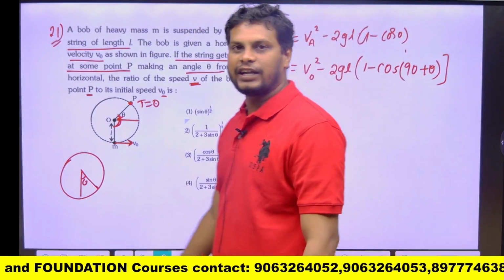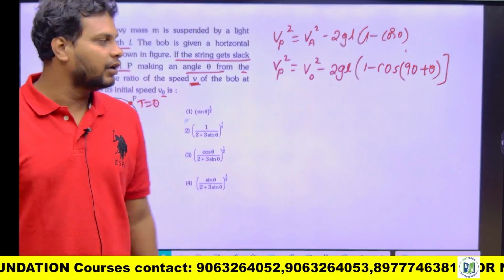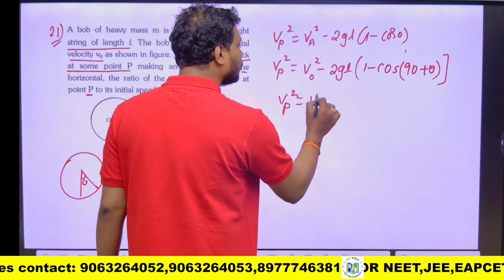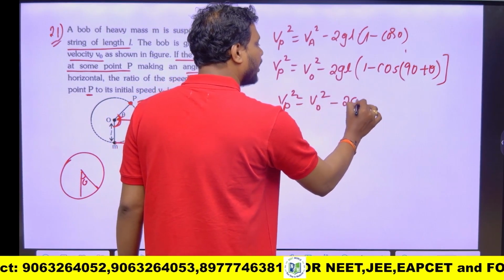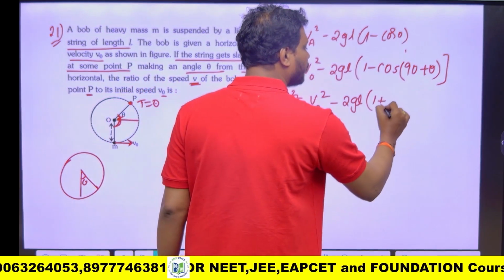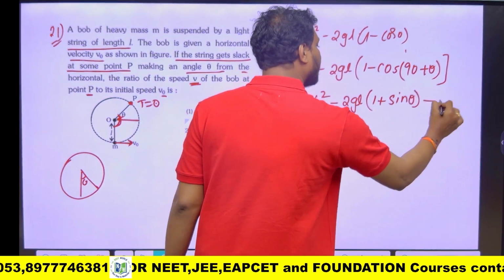Now cos 90 plus theta, 90 plus means second quadrant. In second quadrant cos is negative. Then we can say Vp square is equal to V naught square minus 2gl into, it becomes minus sin theta, minus into minus it becomes plus. So 1 plus sin theta. Take it as equation number 1.